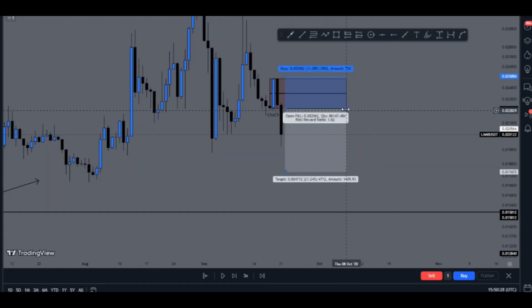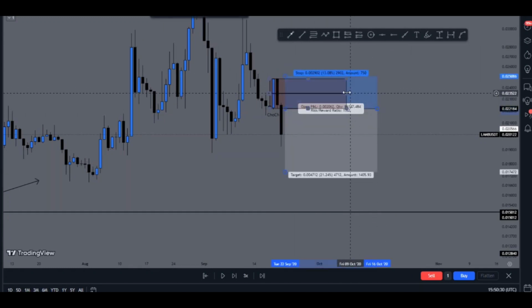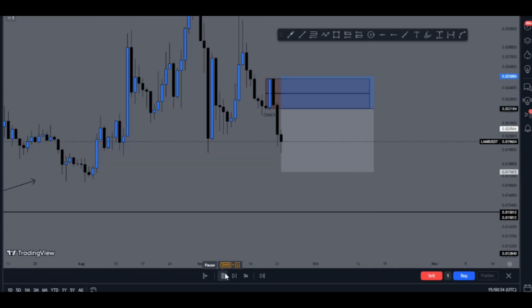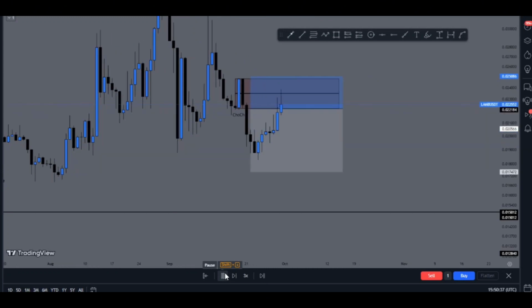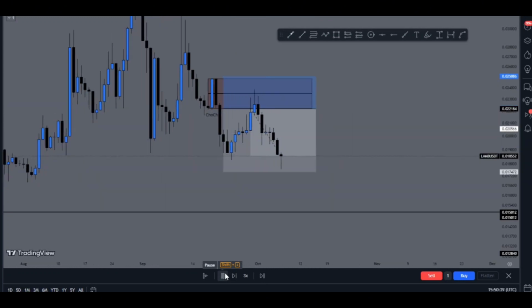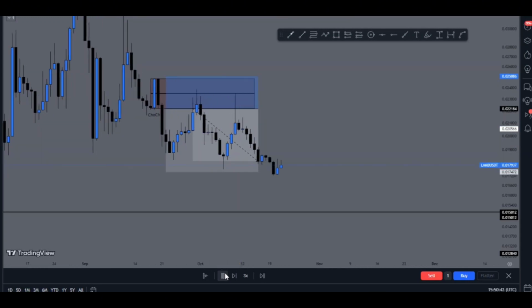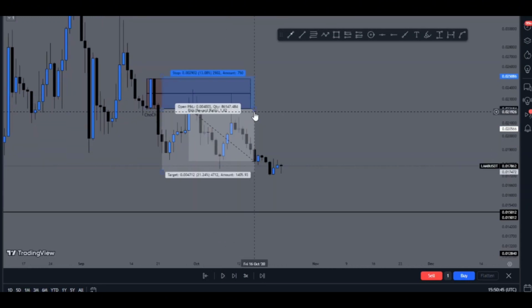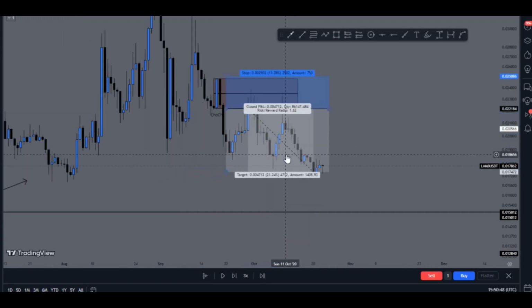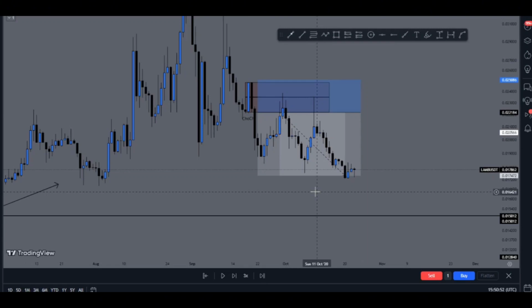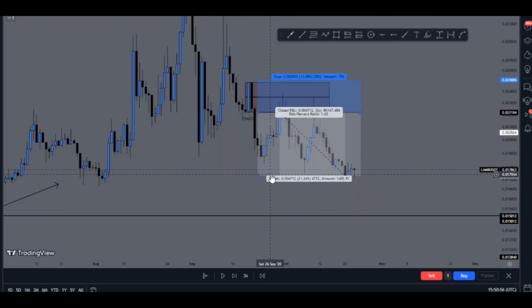So now let's play it and see how the trade goes. It came up to test the zone. Then it hit TP. Remember, it hit TP after it had tested the zone already.